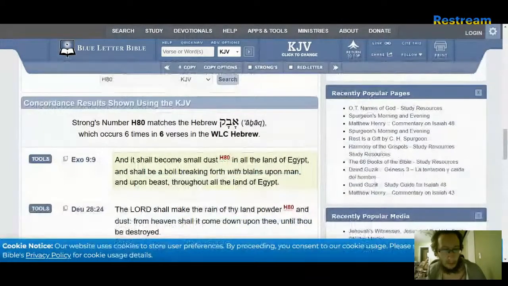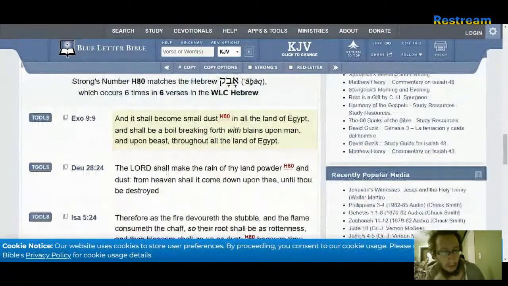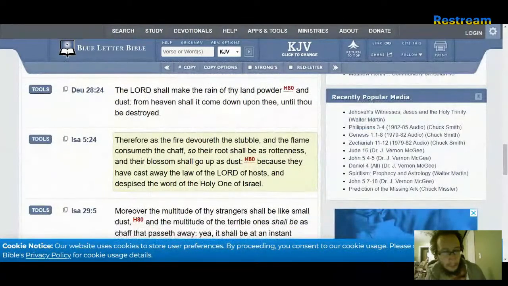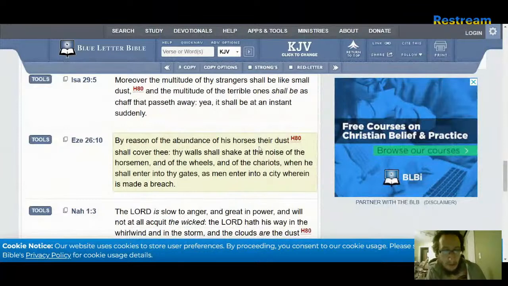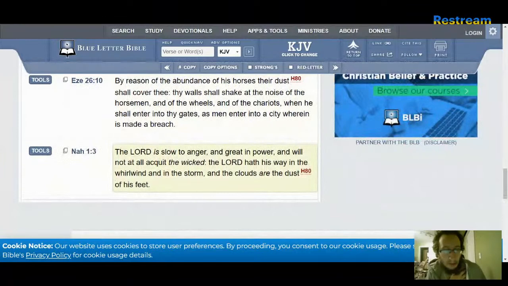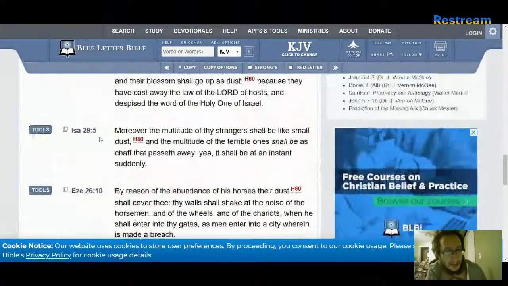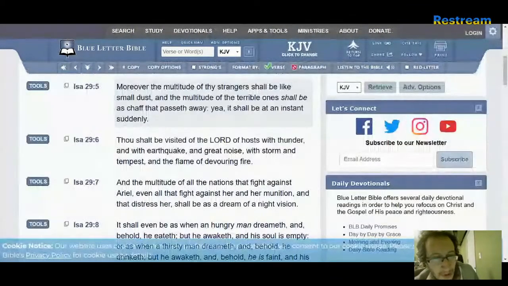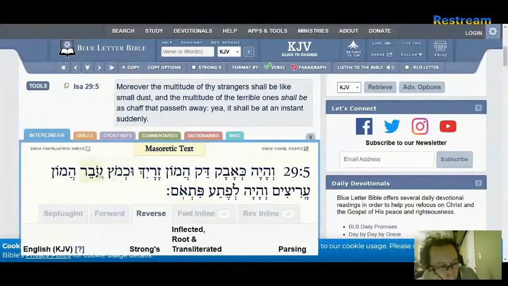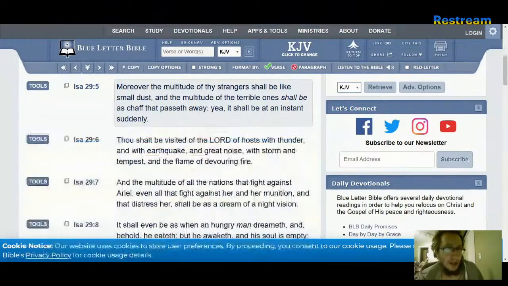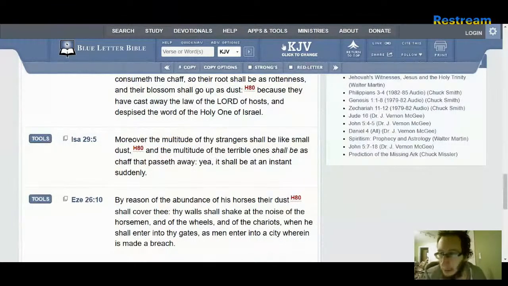So you might have, it should become powder, small powder in all the lands of Egypt. And then, their roots shall be rottenness and their blossoms shall go up as powder. And the multitude of thy strangers shall be like small powder. By reason of the abundance of his horses, their powder shall cover thee. All right, and then when it says small dust, I want to see if it actually says small or if they're translating it small. Nope. Where am I? Okay, yep, it does say small. Okay, that's good, because ideally they will actually be translating words and not adding words.